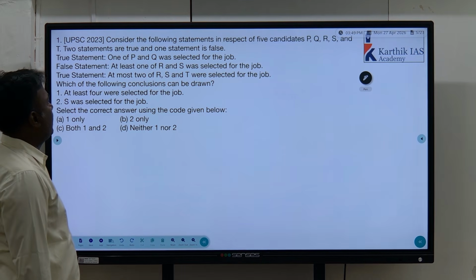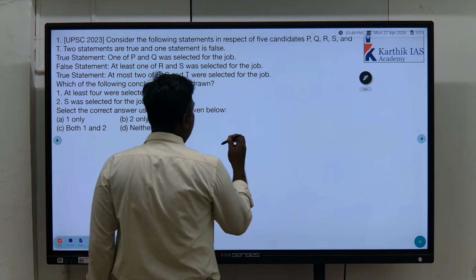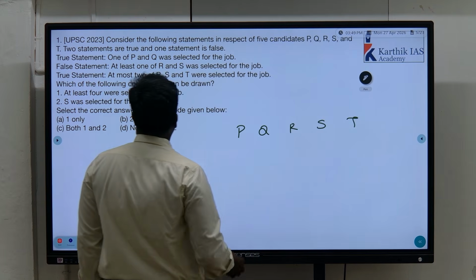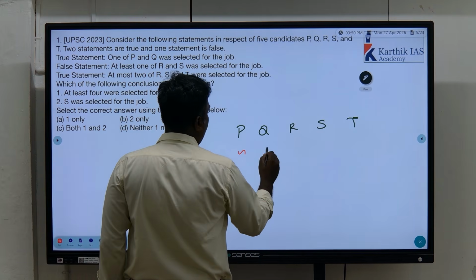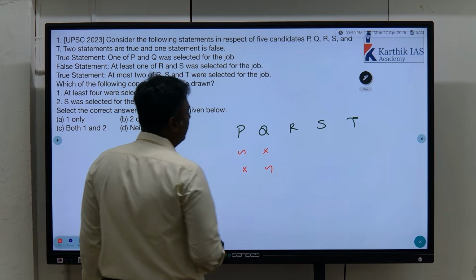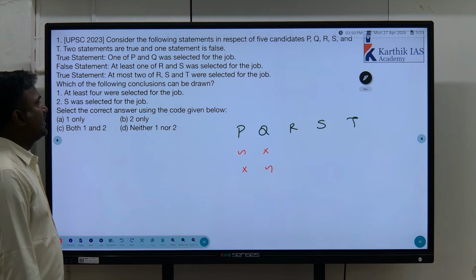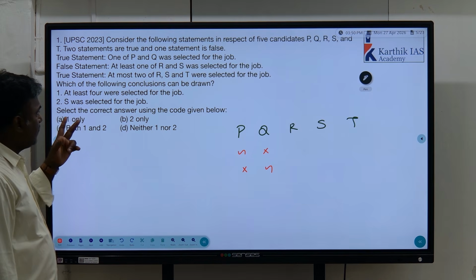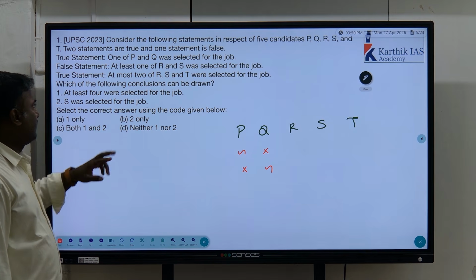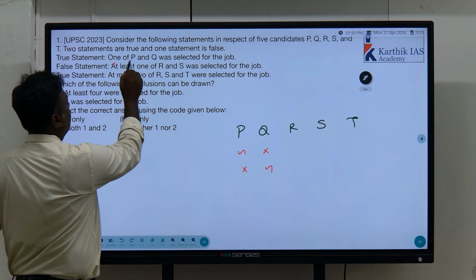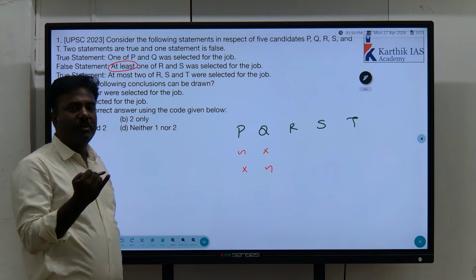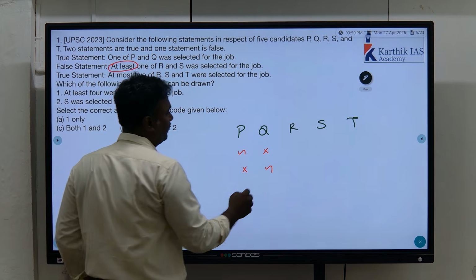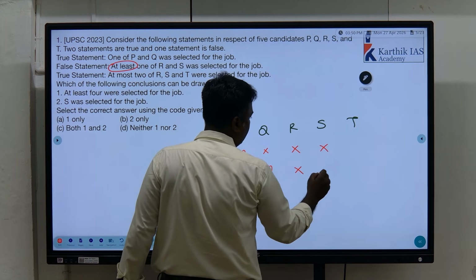One of P and Q was selected for the job. Among P, Q, R, S, T, one of P and Q was selected for the job. Understand? Then, at least one of R and S were selected for the job. At least means you have to select either one person or both. But this is the false statement they mentioned. So you should not select both R and S. So both R and S are removed.